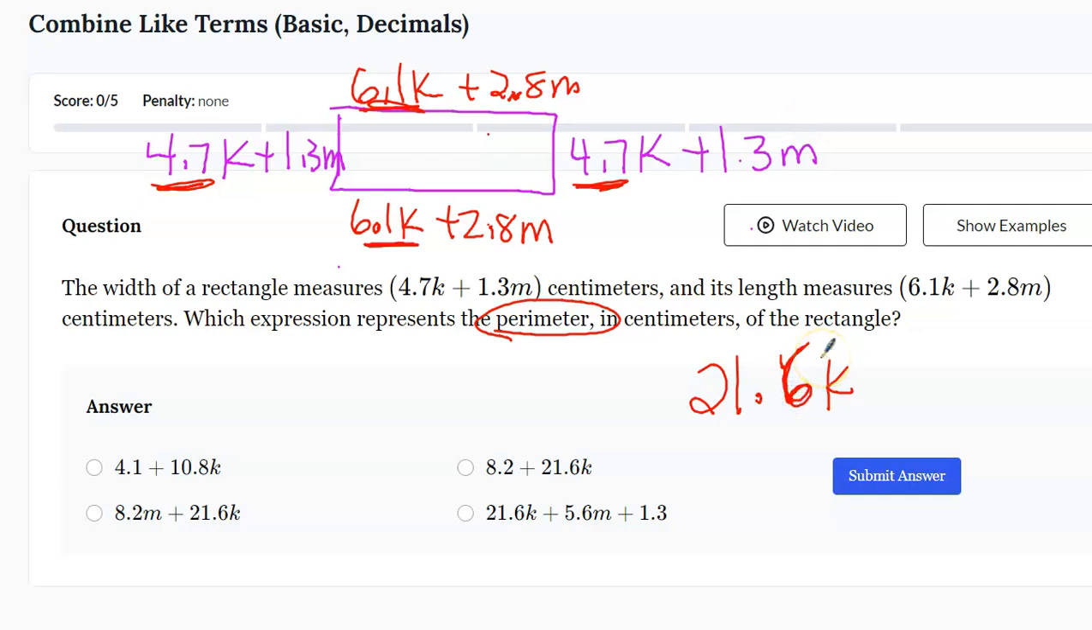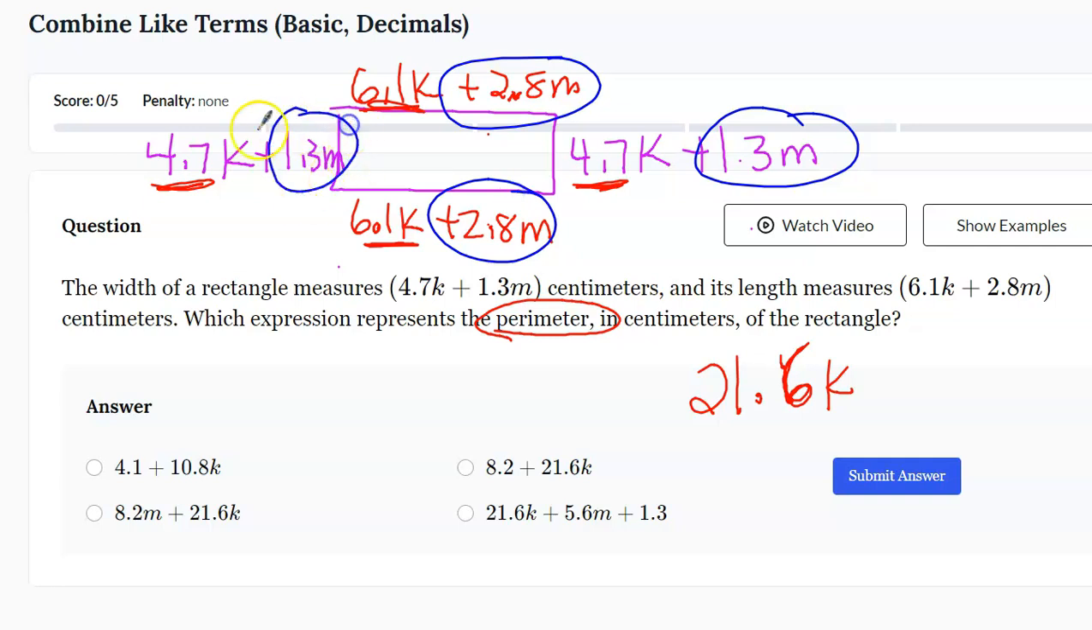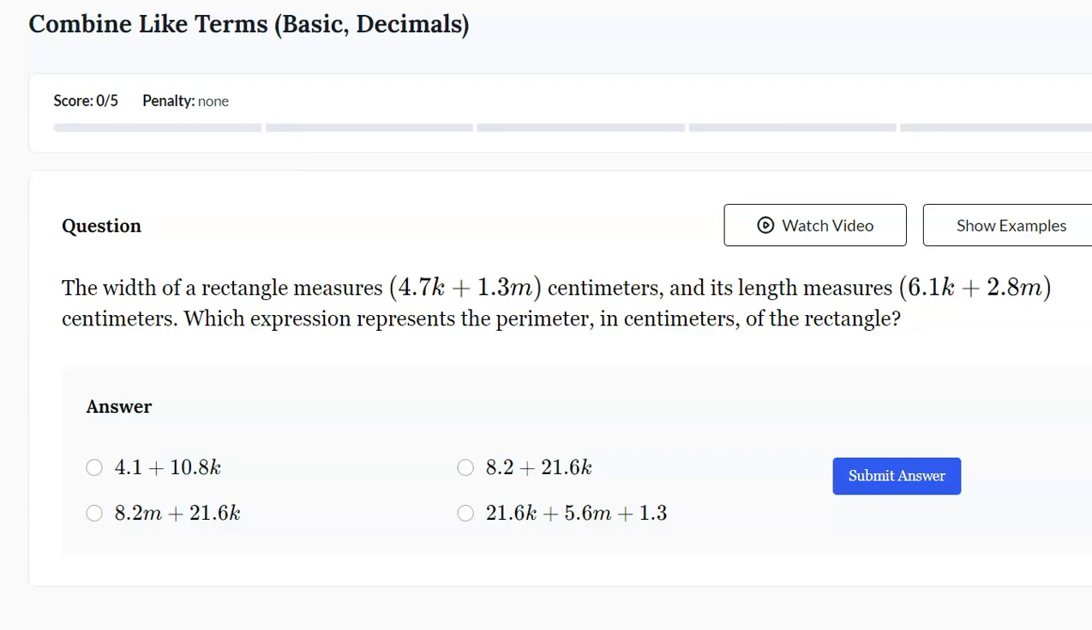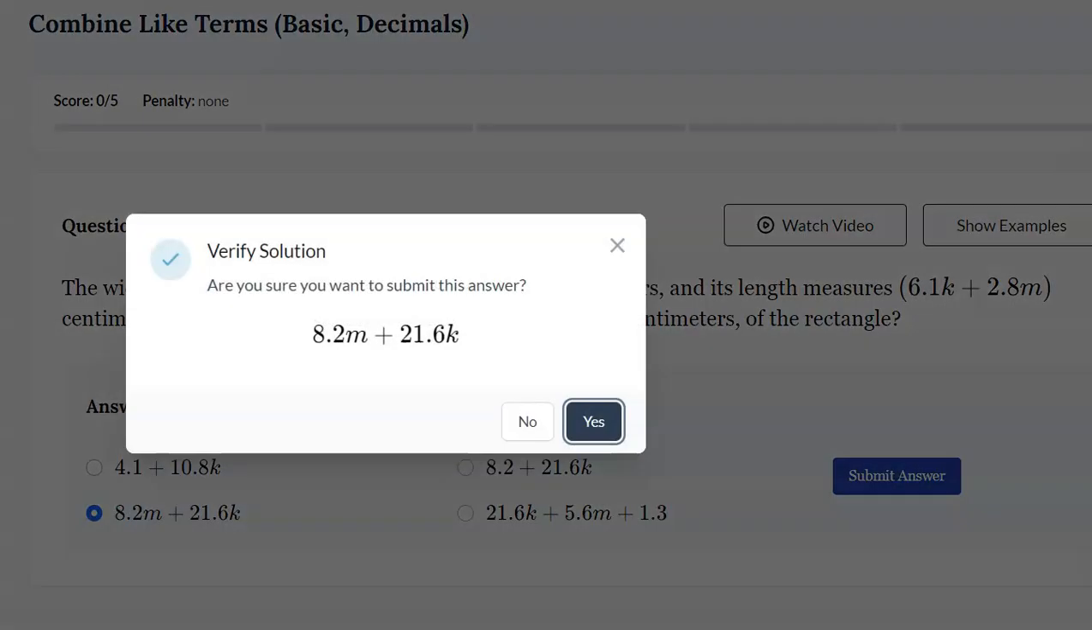21.6k. And now I need to get my calculator and add up all of these m's. So I've got 2.8 plus 2.8 plus 1.3 plus 1.3. And I get 8.2. 8.2m. So now I've got to find my match. 8.2m, 21.6k, and I found it over here. So click and submit.